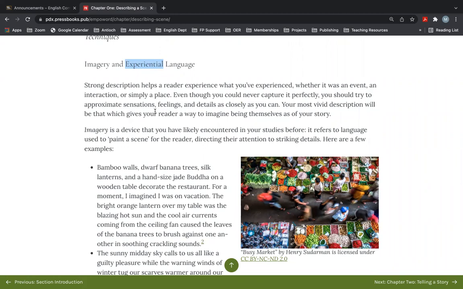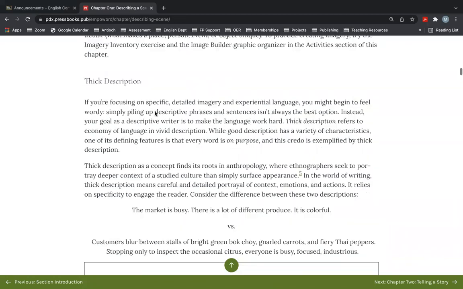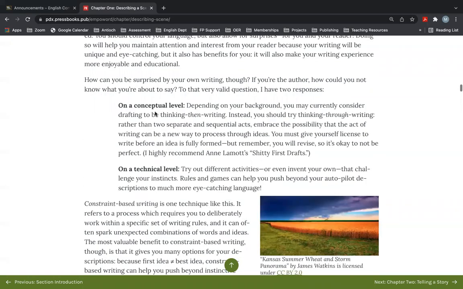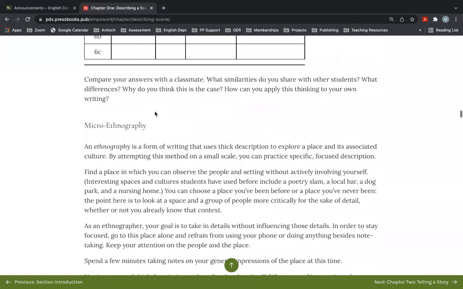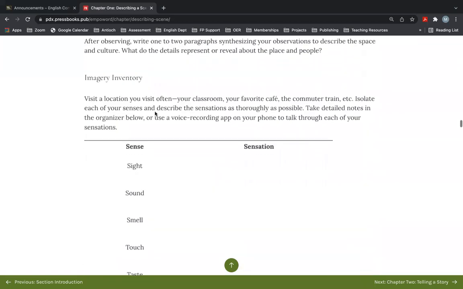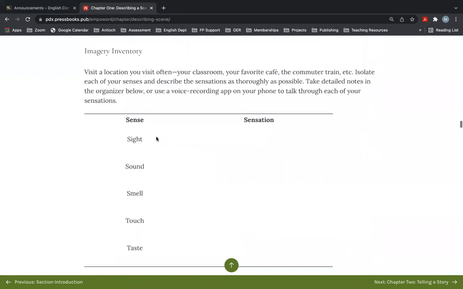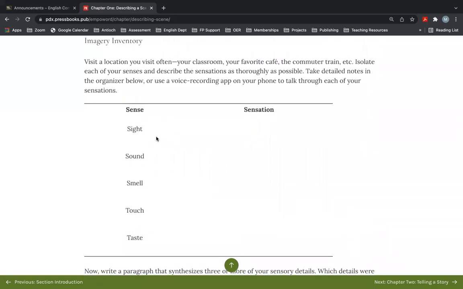So how do we relate experiences in a way that invites people into the story that you're writing? And I'm going to zip past the thick description a little bit, because there's another section in here that talks about an imagery inventory. And so for that idea of figurative language and experiential language, I just want to remind people that we have 5 senses: sight, sound, smell, touch, and taste.